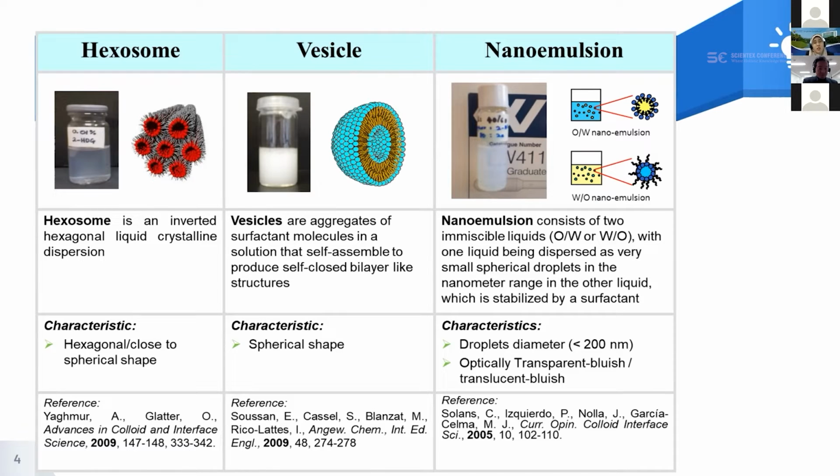And then finally, what I will present to you today is about nanoemulsion. Nanoemulsion consists of two immiscible liquids, oil in water or water in oil emulsion, with one liquid being dispersed as very small spherical droplets in the nanometer range in the other liquid, which is stabilized by a surfactant. Commonly, the droplet diameter is less than 200 nanometers, and it is optically transparent or translucent bluish.